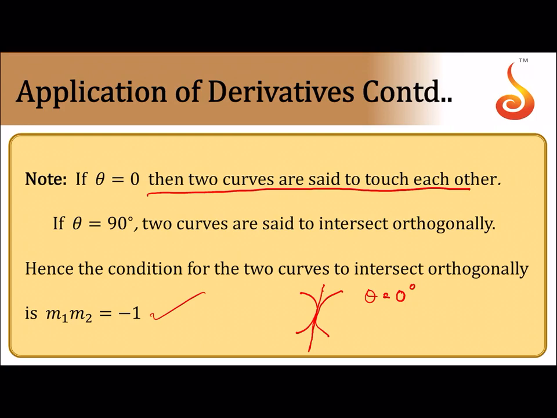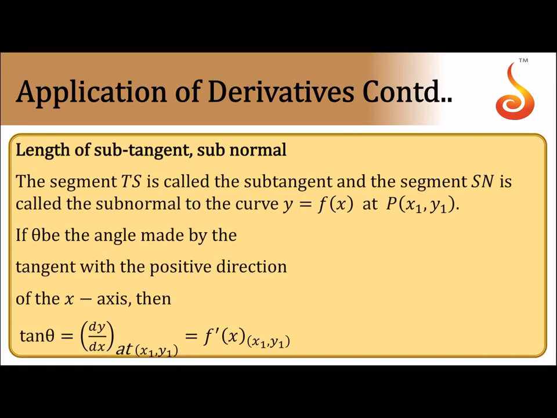Next one, application of derivatives. Already we discussed orthogonality of two curves. If two curves touch each other with a common tangent, then theta will be 0 degrees. Orthogonality means the angle between the tangents is equal to 90 degrees.